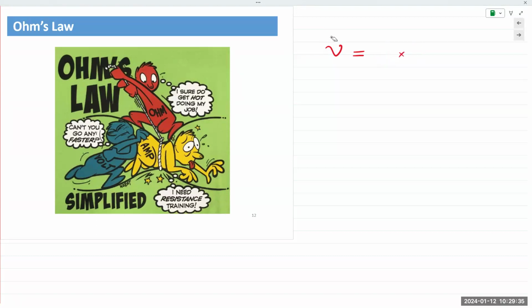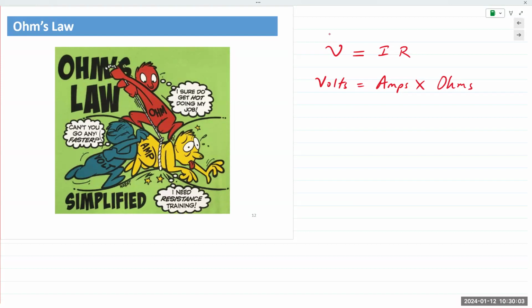Okay, let me simply write V equals IR. Voltage is the product of the current and the resistor. In terms of units, we have volts equal amps times ohms. This is the most fundamental of all equations in electrical engineering. You can solve all circuits with this equation.